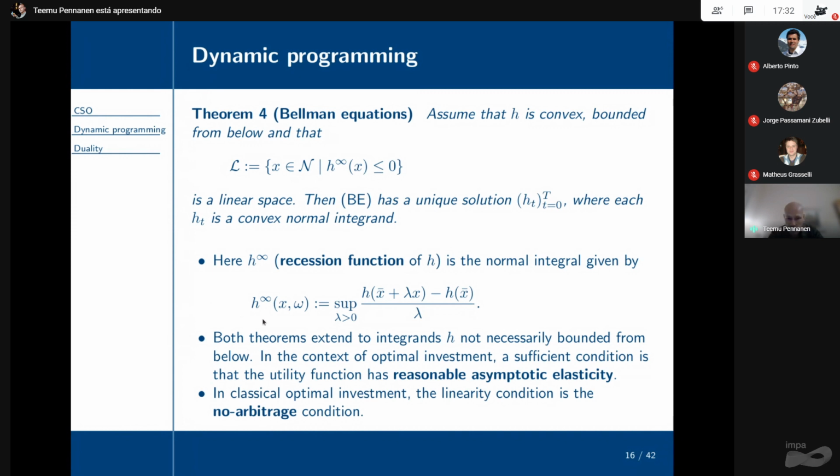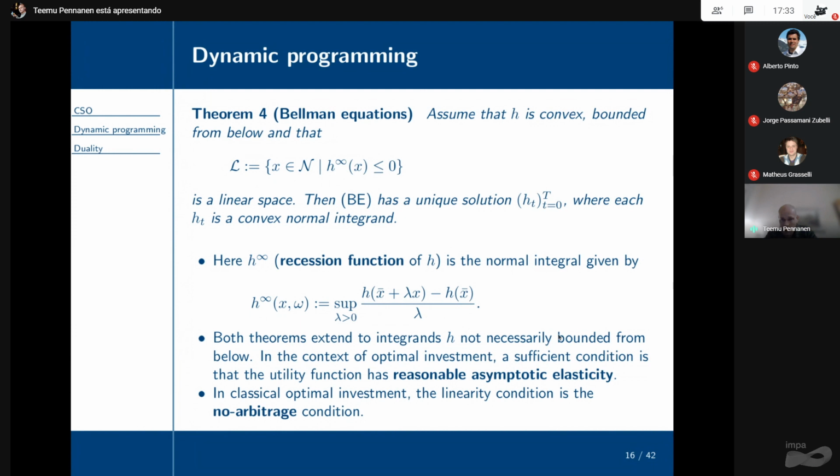And just to be more explicit, here's the definition of this recession function that is involved in this condition. It's another convex normal integrand. Just notice there's a typo. There should be omegas throughout on the right-hand side. So you define this function pointwise for every x and every omega. And this limit exists because of convexity. This difference quotient here is monotonically increasing in lambda. So the sup is actually the limit when lambda goes to infinity. It describes the behavior of the convex function at infinity.